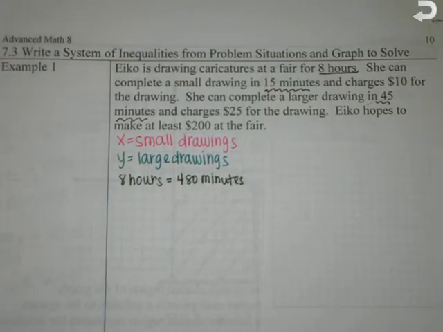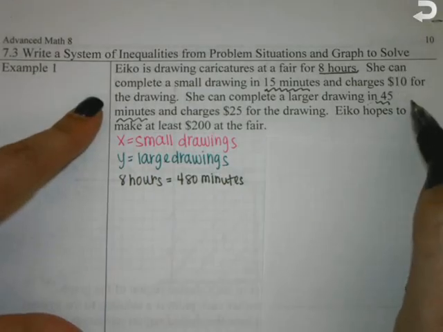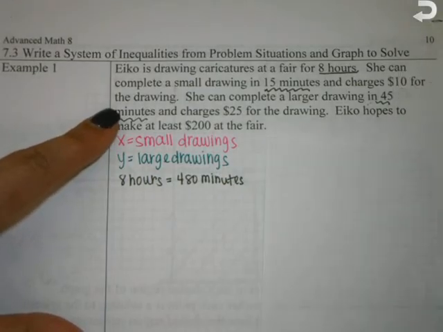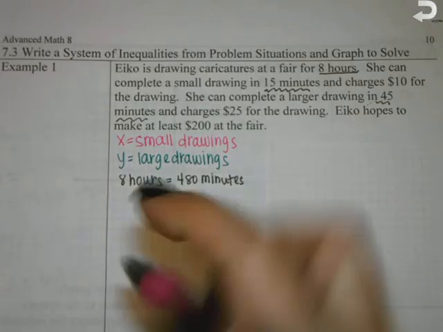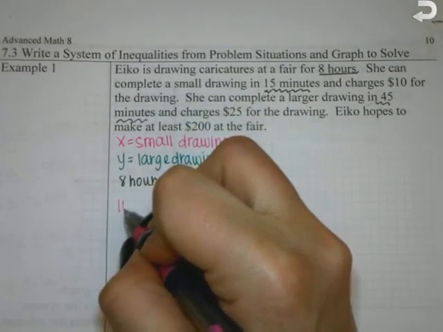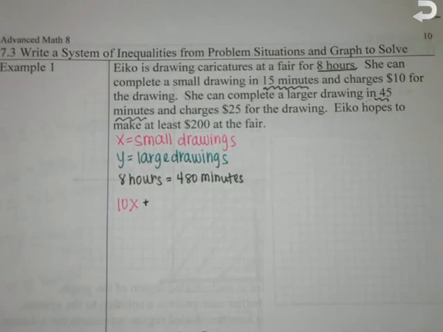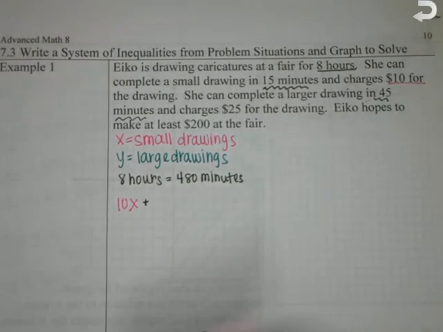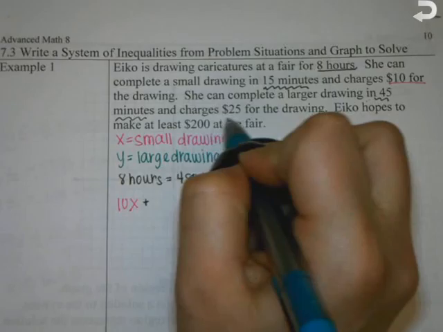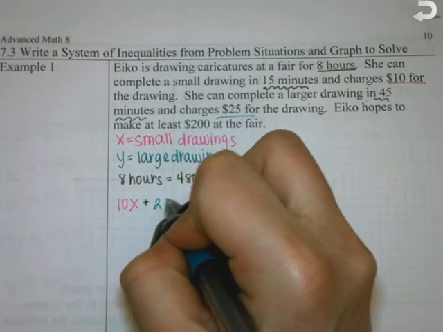Okay, so let's make the first inequality about money, and then we'll make the second one about how much time it takes her. So how much does she charge for small drawings? 10. So how would you guys write that? 10x, good. So 10x plus, how much does she charge for a large drawing? Okay, so that would be plus 25 what? Y, all right.